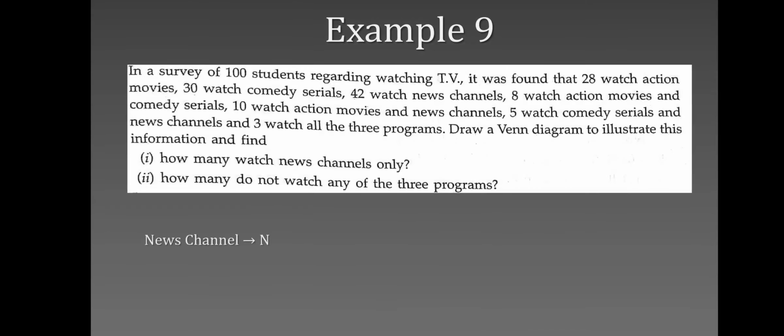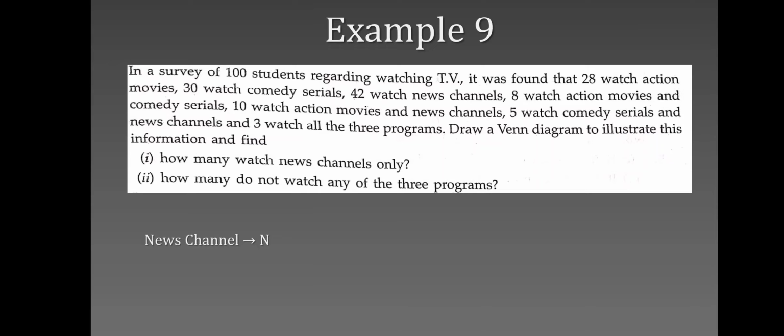Next problem, and I think this is the last one. Okay, a huge problem. Let us first read it out. In a survey of 100 students regarding watching TV, it was found that 28 watch action movies, 30 watch comedy serials, 42 watch news channels, 8 watch action movies and comedy serial, 10 watch action movies and news channel, 5 watch comedy serial and news channels, and 3 watch all the 3 programs. Draw a Venn diagram to illustrate the information and find how many watch news channels only and how many do not watch any of the 3 programs.